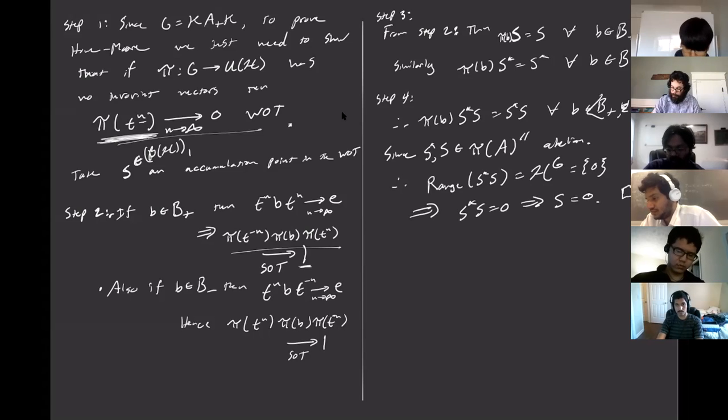All right, so that was a brief overview. This is a really nice argument. I like this argument, so I think it's good to go over it again. All right, so that's the Howe-Moore property.